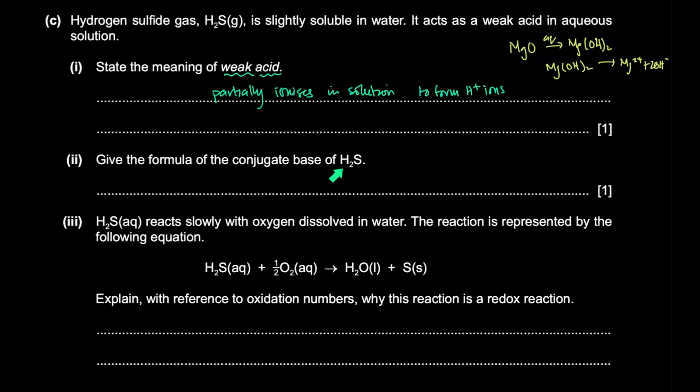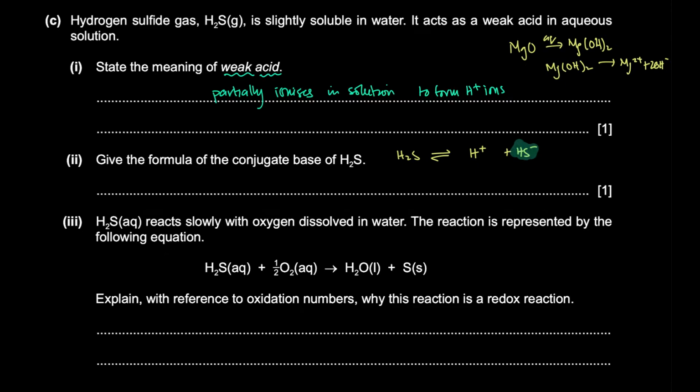Give the formula of the conjugate base of H2S. So let's say that I have this weak acid here, H2S. That means it only ionizes partially, right? To form H+ and HS-. The conjugate base is what forms when the acid loses a proton. So the conjugate base over here is HS-.